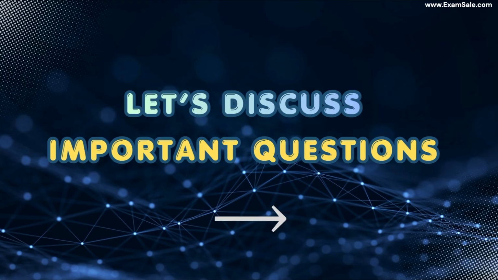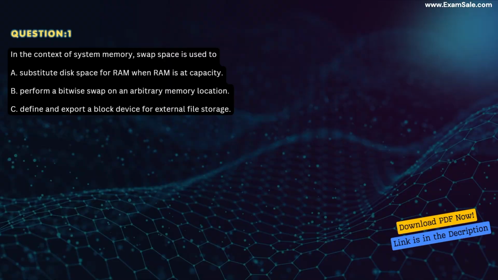Let's jump straight into the most important questions for your success. Question 1. In the context of system memory, swap space is used to: A. Substitute disk space for RAM when RAM is at capacity. B. Perform a bitwise swap on an arbitrary memory location. C. Define and export a block device for external file storage.